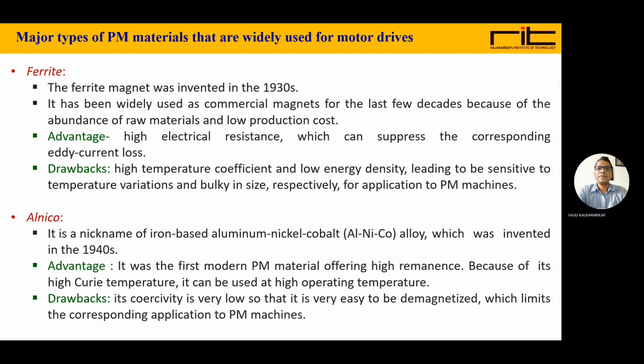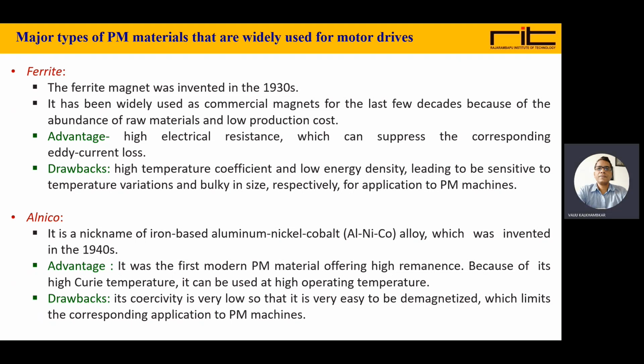losses. And the drawback of ferrite material is high temperature coefficient and low energy density, leading to sensitivity to temperature variations and bulky size for applications to permanent magnet machines. The second permanent magnet material is alnico, that is, it is iron-based aluminum nickel cobalt alloy, which was invented in 1940.